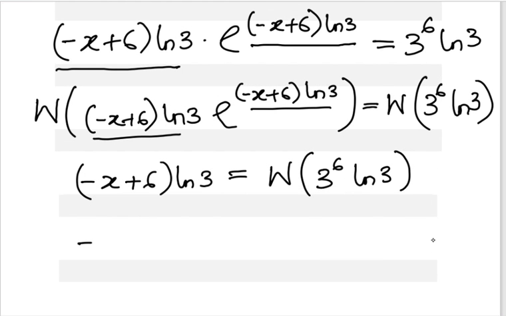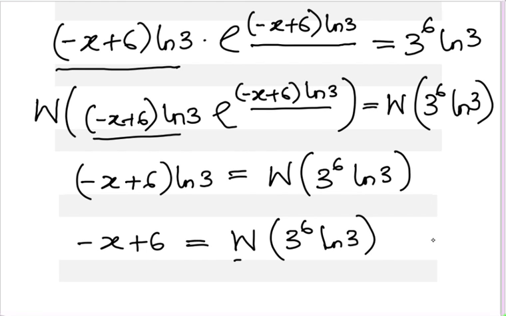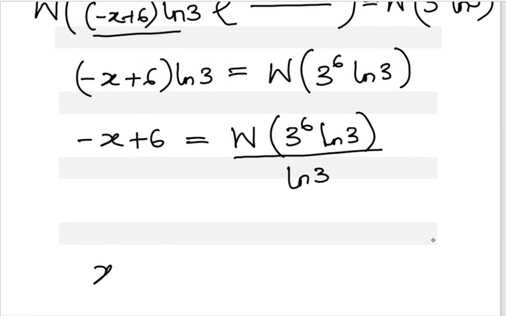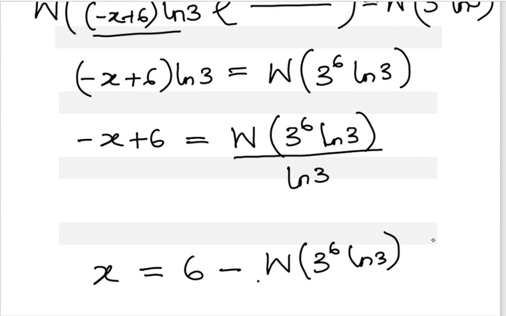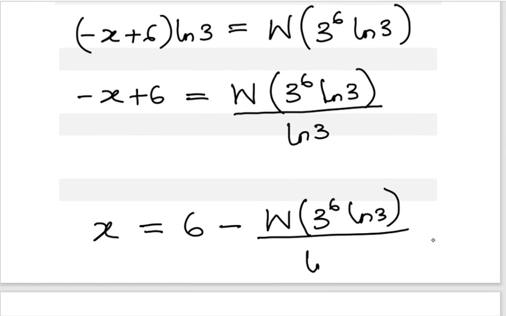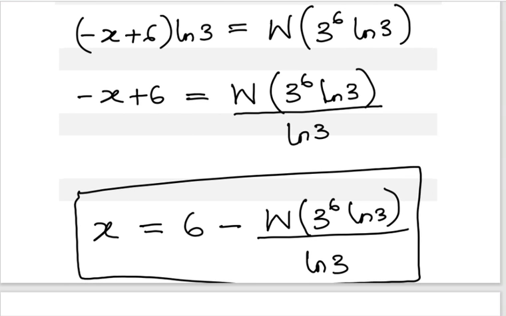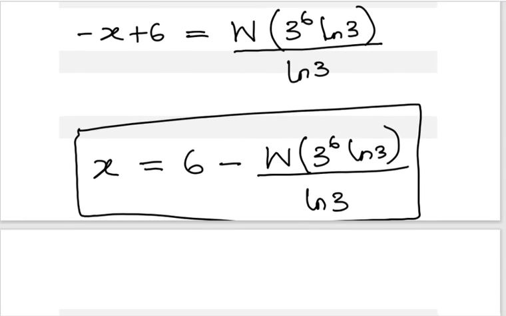So that gives us negative x plus 6 is equal to the Lambert W function of 3 to the power of 6 natural log of 3, all over natural log of 3. And after a little algebra, we'll have that our x will be equal to 6 minus the W function of 3 to the power of 6 natural log of 3, all over natural log of 3. And this is a good enough solution, but we're going to go further to find the actual value of x.